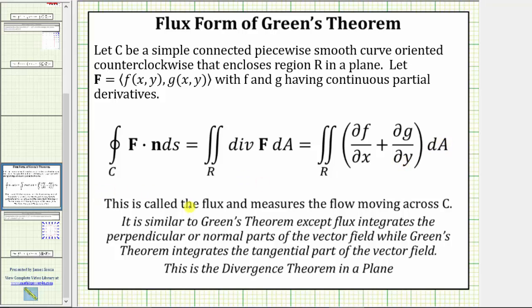And again, this is called the flux of the vector field along the curve C, and it measures the flow moving across the curve C. It is similar to Green's theorem, except the flux integrates the perpendicular or normal parts of the vector field, while Green's theorem integrates the tangential part of the vector field. This is also referred to as the divergence theorem in a plane.